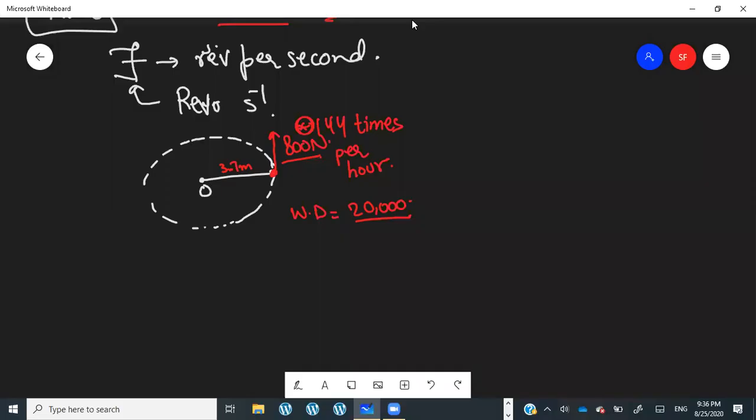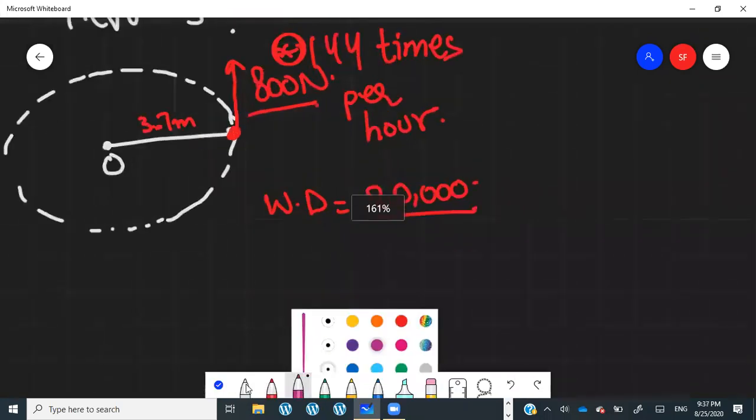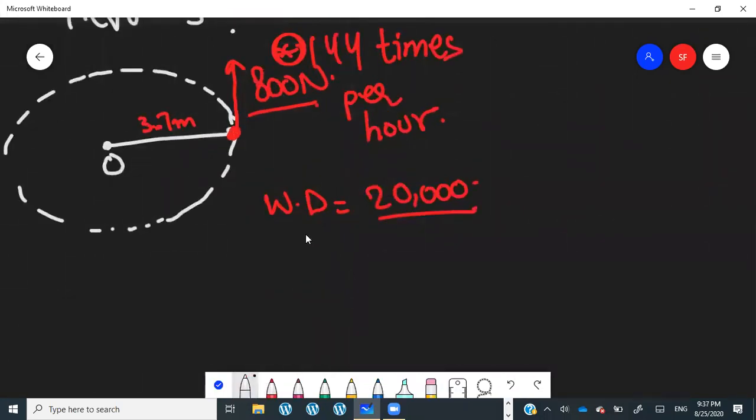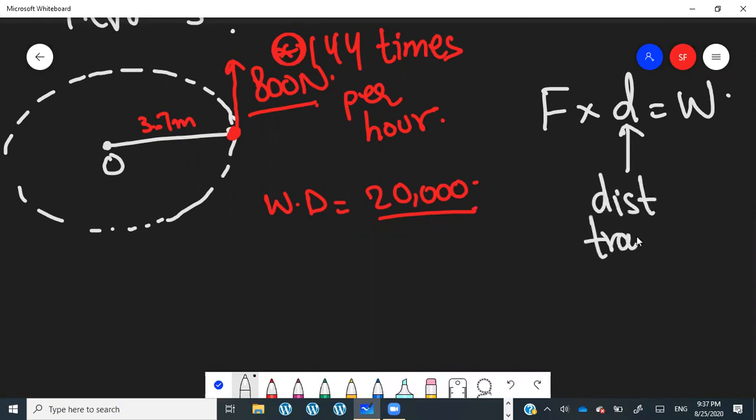Okay, just a bit of work done. F into D. Yep, F into D. And what's D? No, that's the problem. F multiplied by D is equal to work, and D is actually the distance traveled in the direction of force.